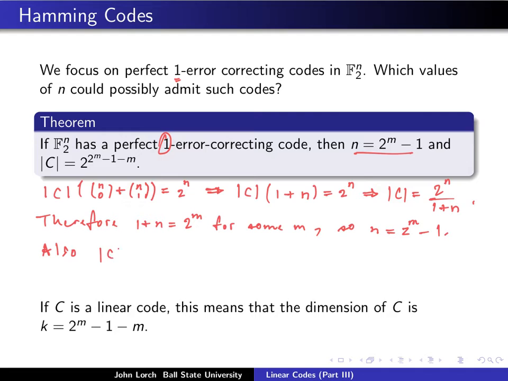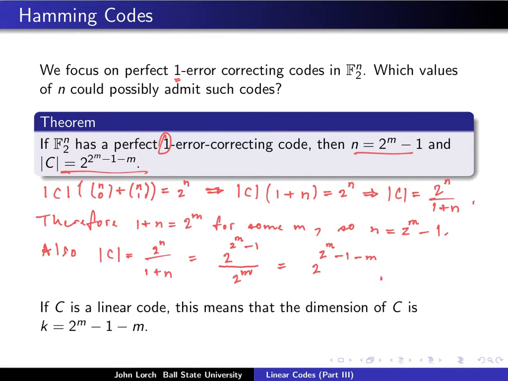Right, so the size of the code is 2 to the n divided by 1 plus n. Remember, we already knew that. But now let's plug in n equals 2 to the m minus 1 and see what happens. So n is 2 to the m minus 1, and then 1 plus n is 2 to the m. And then if we just use laws of exponents here, we get that this is 2 to the m minus 1 minus m, just as was asserted here in the theorem.